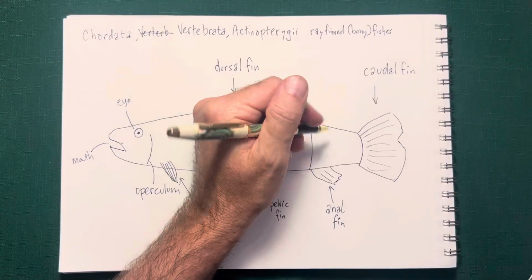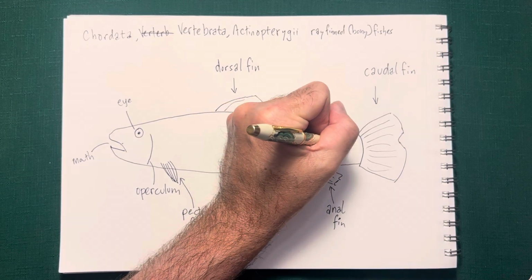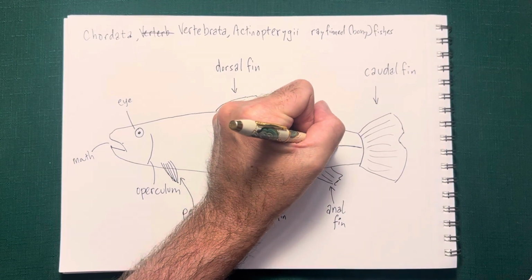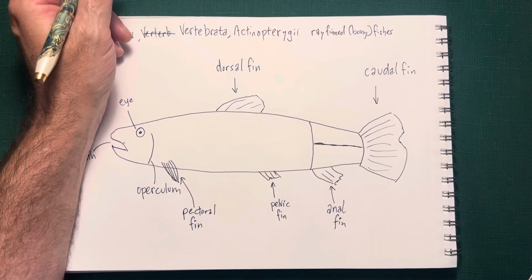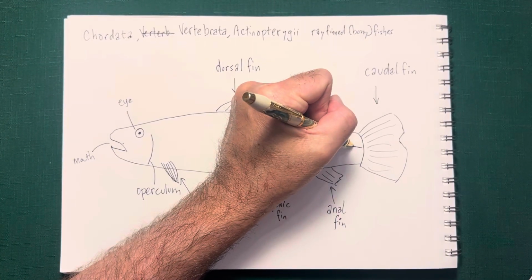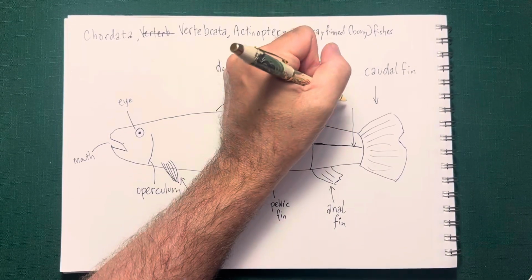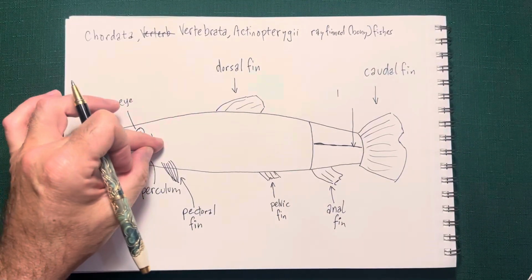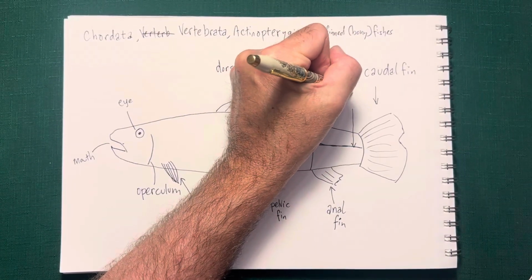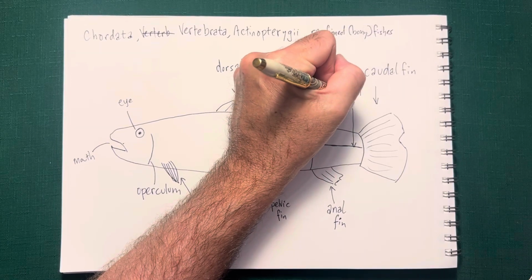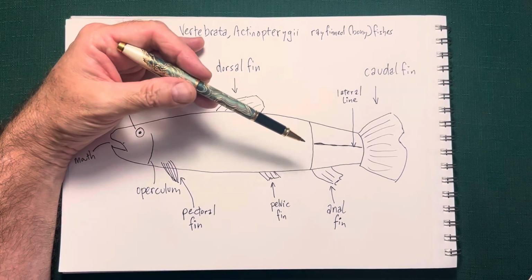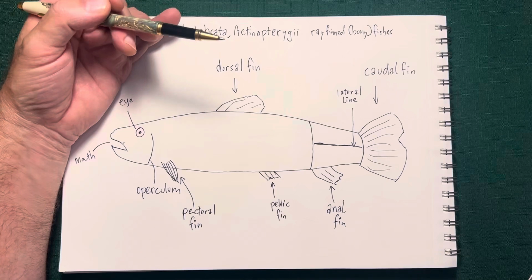Okay, so continuing on with the external anatomy, I'm going to just draw a line and make it a little bit thicker than just a single line there. And this here is a very important sensory organ that runs down the entire length of the body of the fish past the skull. And this is called the lateral line. And the lateral line is a very important, like I said, it's a sensory organ. This is what fish use to kind of sense what's happening in their surroundings.